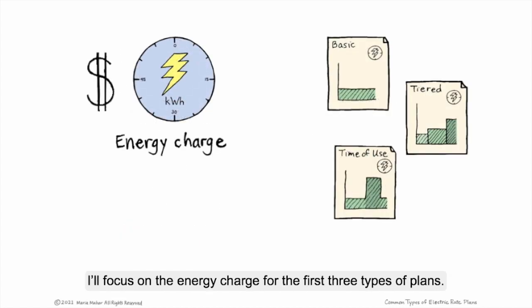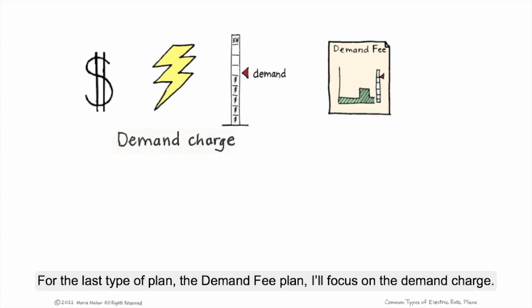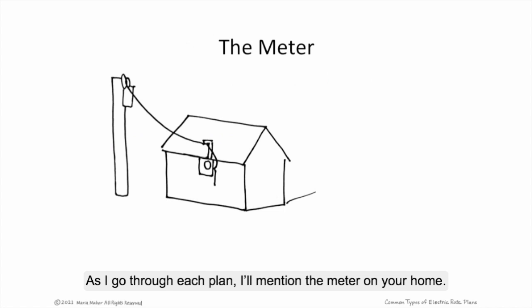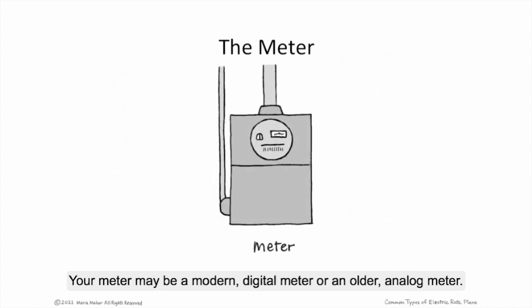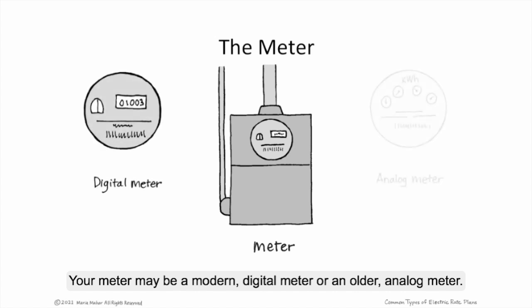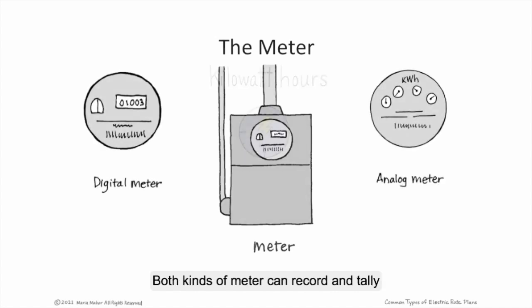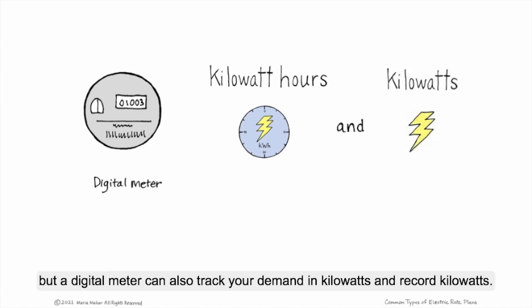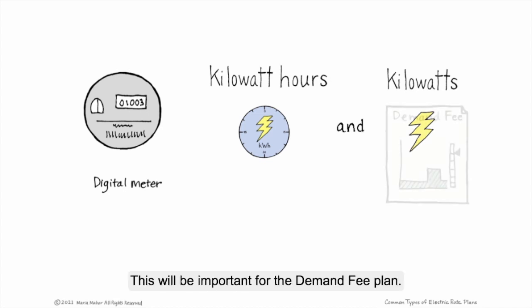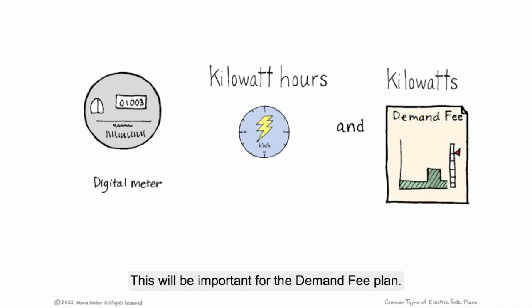I'll focus on the energy charge for the first 3 types of plans. For the last type of plan, the demand fee plan, I'll focus on the demand charge. As I go through each plan, I'll mention the meter on your home. Your meter may be a modern digital meter or an older analog meter. Both kinds of meters can record and tally the kilowatt hours you consume each month, but a digital meter can also track your demand in kilowatts. This will be important for the demand fee plan.